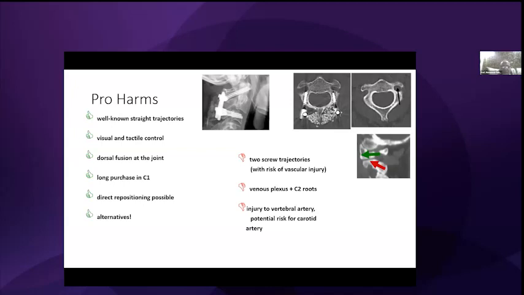and direct reposition could be achieved. The drawback of the Goel and Harms approach is that you sometimes have a venous plexus that can bleed around the C2 root. Some colleagues may even sacrifice the root. And of course, the two screw trajectories may have some vascular risk. The lateral mass screw at C1, if it is a longer screw, can hit the internal carotid anteriorly. The C2 pars screw or pedicle screw can affect the vertebral artery as well. Next.